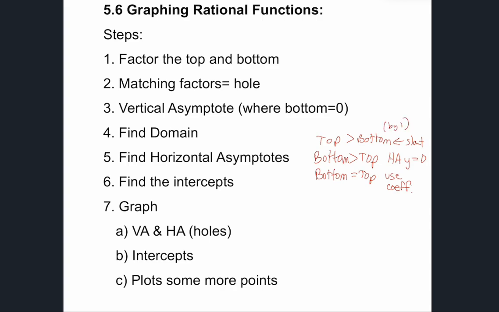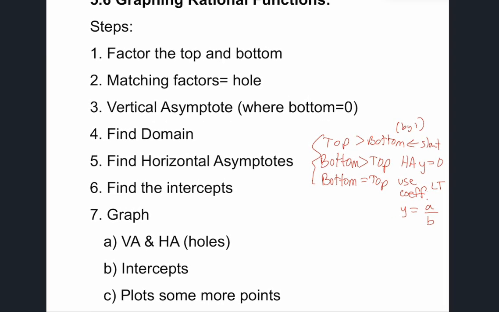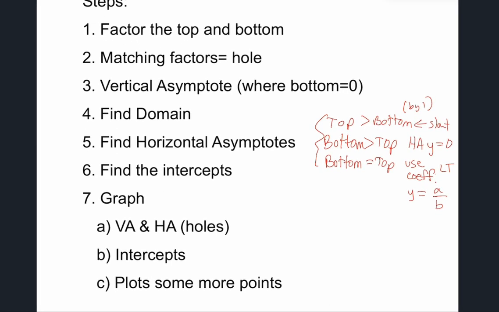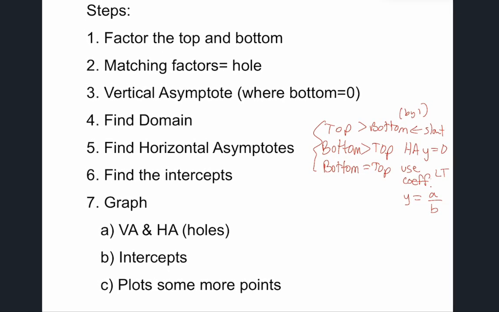If the bottom is more than the top, it's always 0. If the bottom equals the top, the lead term degrees are the same on top and bottom, we're going to use the coefficients on the lead terms. And it's always y equals the top coefficient over the bottom coefficient, whatever those coefficients happen to be. Okay, so those are kind of weird things about horizontal asymptotes. They're one of the weirdest type of rules, I believe. The other rules, we always kind of do the same thing. Here we have to compare the degree on the top and the bottom.